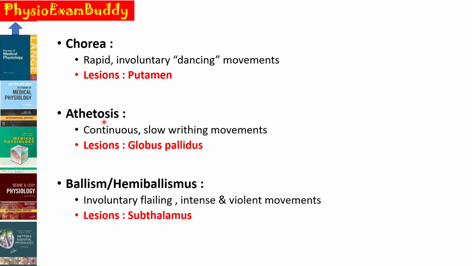The next abnormality is athetosis. That is, the patient will show continuous slow writhing type of movements, and the lesion occurs in the globus pallidus. So, globus pallidus lesions give rise to the abnormality, that is athetosis. Next is hemiballismus as well as ballism. It is involuntary flailing type of intense as well as violent movements, and here the lesion occurs in the subthalamus.